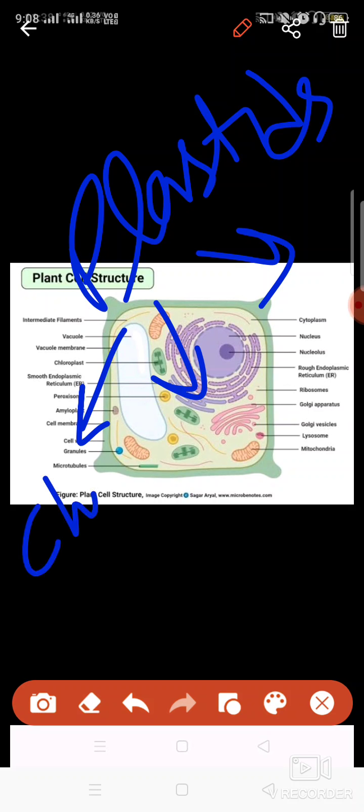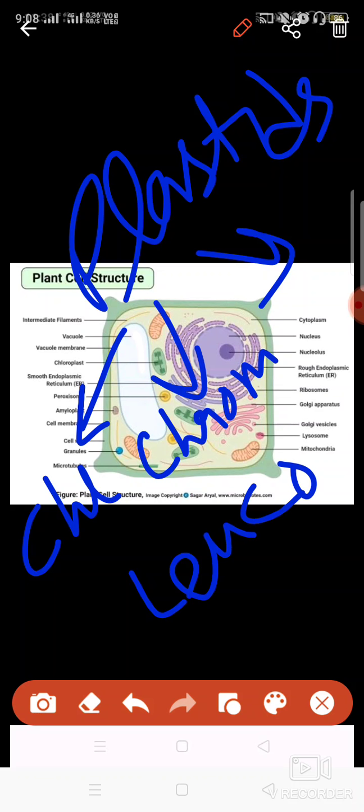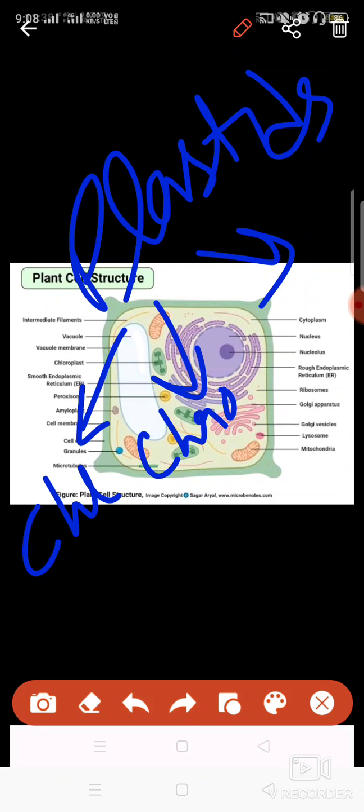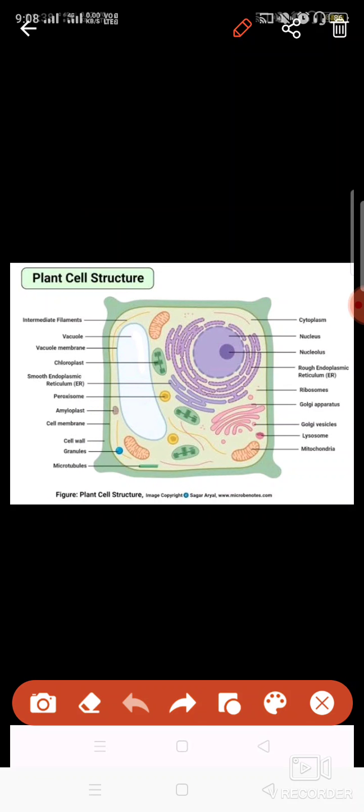These are chloroplast, chromoplast, and leucoplast. These plastids are present in the plant cells and each has a different function. Chloroplast, because it has the pigment chlorophyll, its function is to perform photosynthesis.